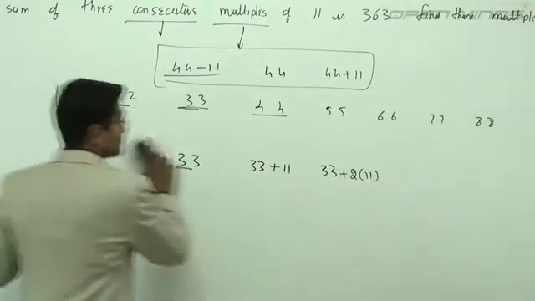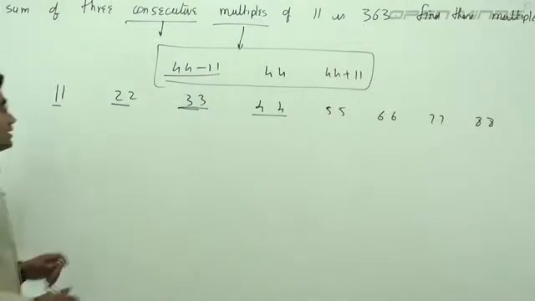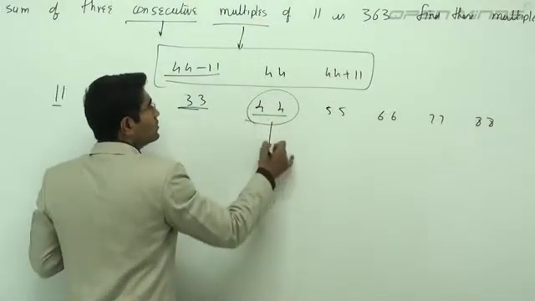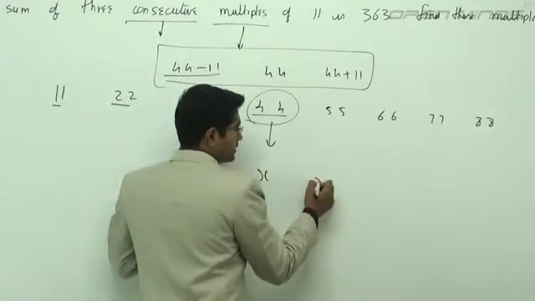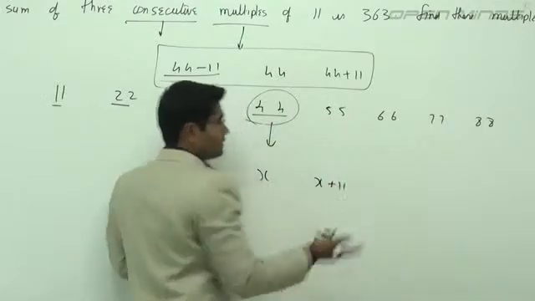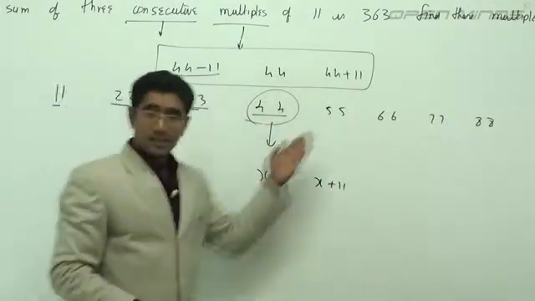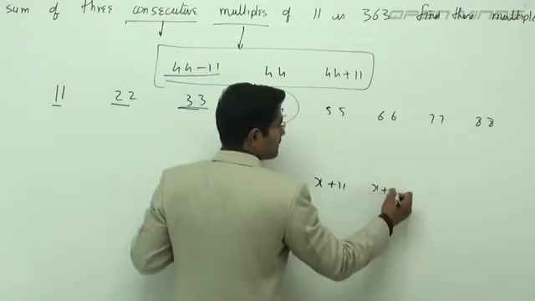Let's try to do the first step. First method. If I take this number as x, I don't know this number. This is x. Can you tell me what the next number is? The next number would be whatever this number is plus 11. That's all about it. And what is the next number? This number plus 11, so x plus 11 plus 11.